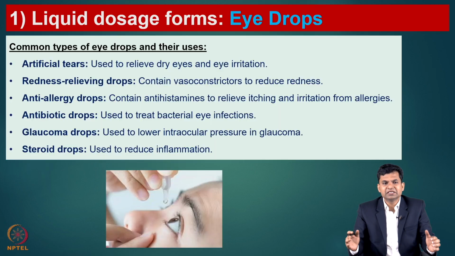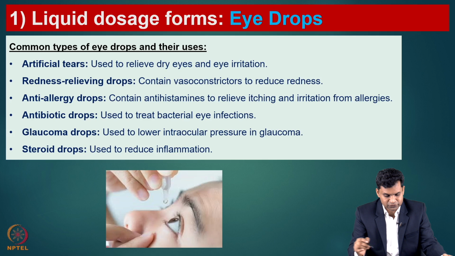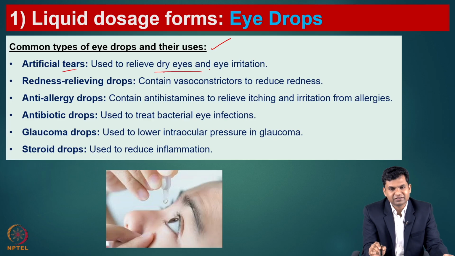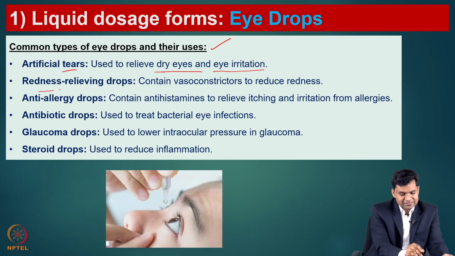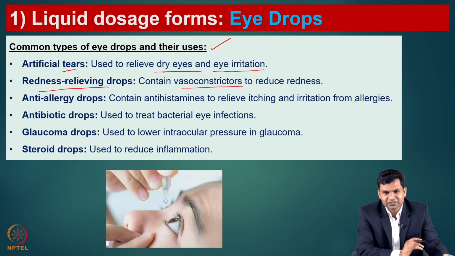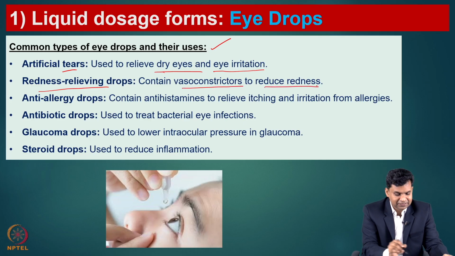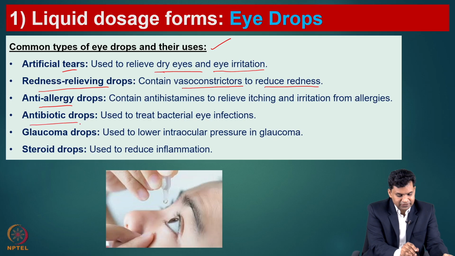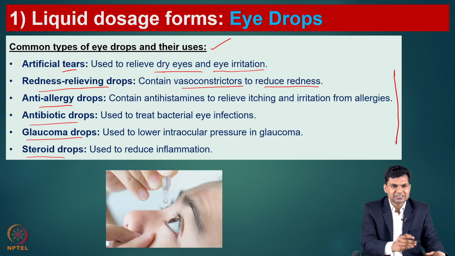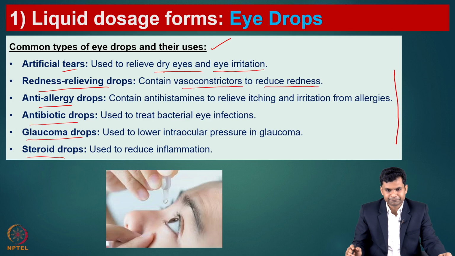So here we can see some of the common eye drops and their usage. These are the artificial tears we use for the treatment of dry eyes and also for eye irritation. Redness relieving drops contain vasoconstrictor drugs which will reduce the redness of the eye. Then anti-allergy, antibiotics, glaucoma, and steroid drops. So these are the various therapeutic applications for such types of eye drops.